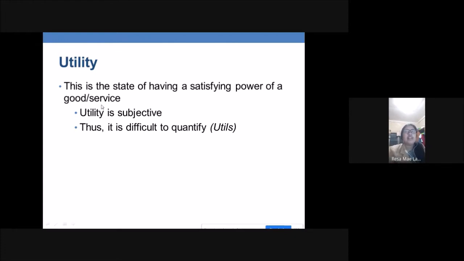Here, utility is subjective, meaning we cannot quantify it. It's based on our personal judgment, because when we feel satisfaction, it is based on our personal judgment. It is subjective. This is why utility is very difficult to quantify or to measure in a quantitative manner.